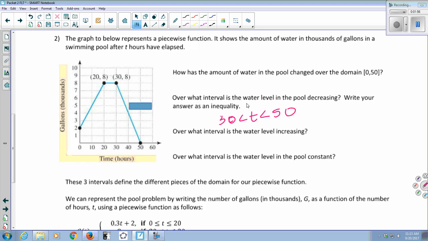On what interval is the water level increasing? From time 0 to time 20. So we sandwich time from 0 to 20 here. Over what interval is the water level in the pool constant? 20 to 30. t is between 20 and 30. These three intervals define the different pieces of the domain for our function.